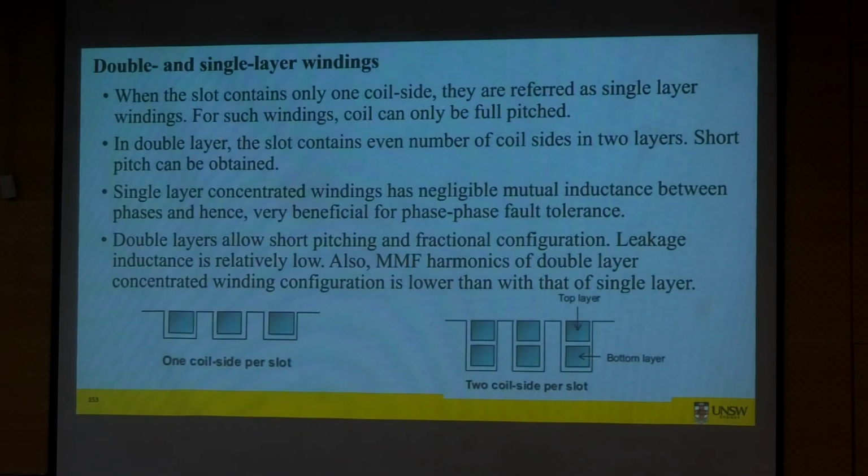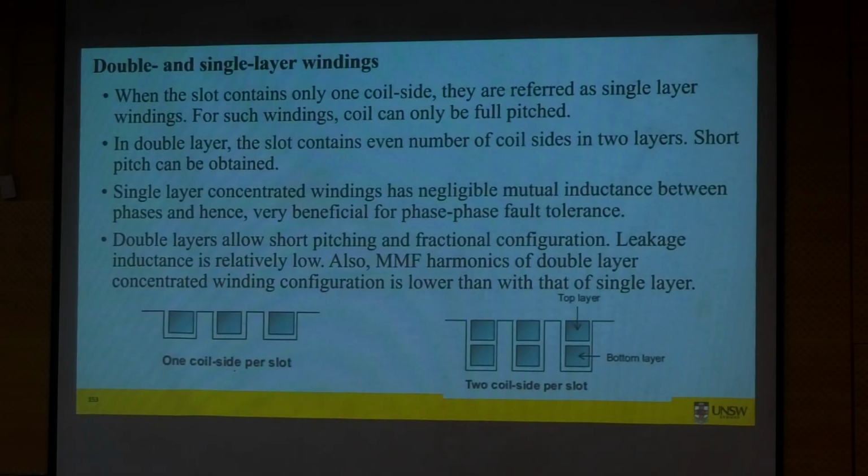Then another is, remember the slots, we have limited space to put all our copper. So we may want to utilize the slot space much more effectively. And how do you do that? Instead of putting only one single coil side in the slot, we could put two separate coils. If we have two separate coil sides in one slot, we have double layer type windings. Okay, single layer and double layer.